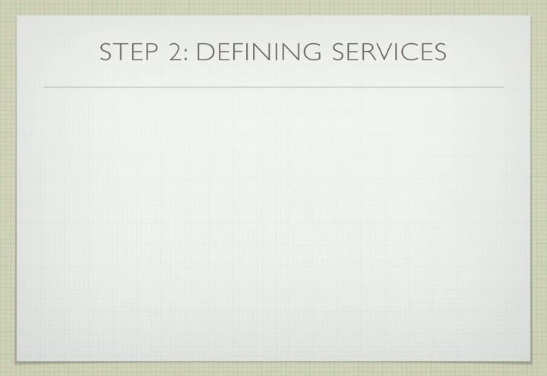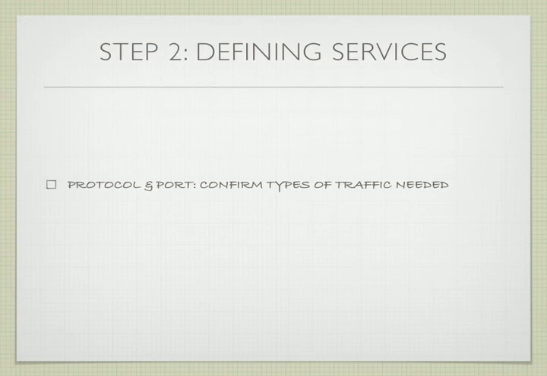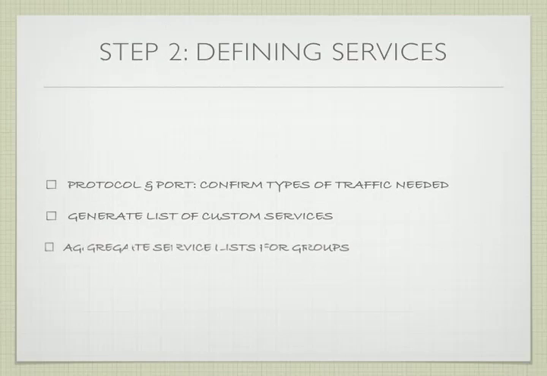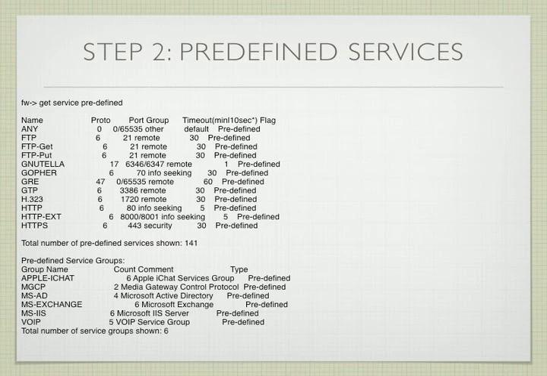Okay, to define a custom service, you will need to know the protocol and port of the traffic that you need to create the services for. You will then generate this list of custom services you need. You can check against the built-in list and see what's not there, so that you can know what you need to create. And then you could create groups to aggregate services for a single rule if you need to.